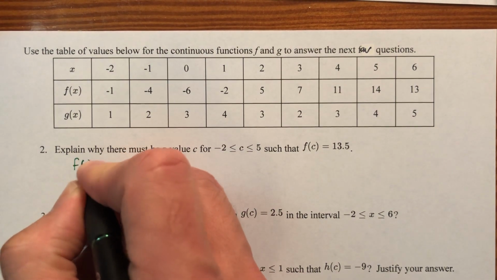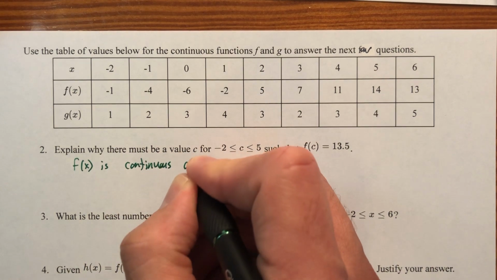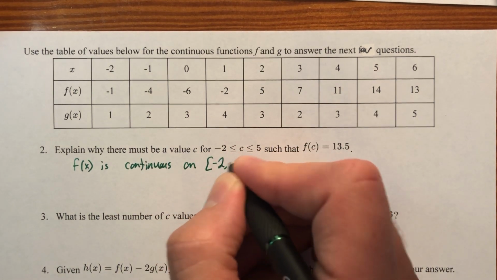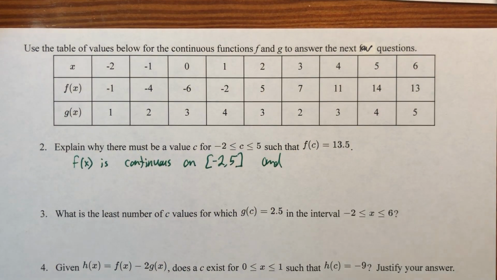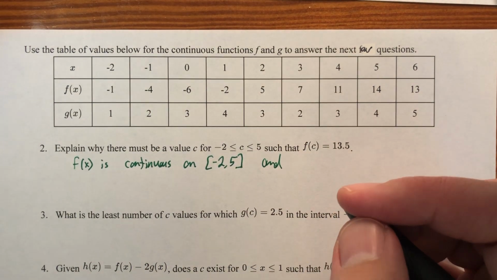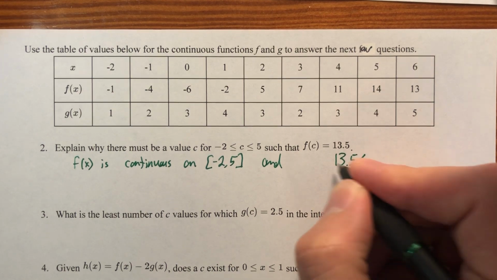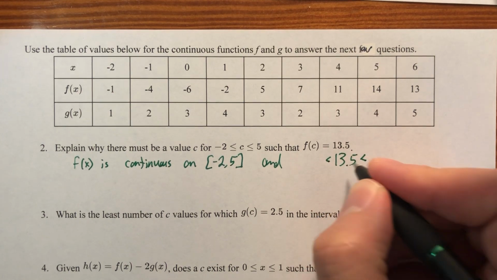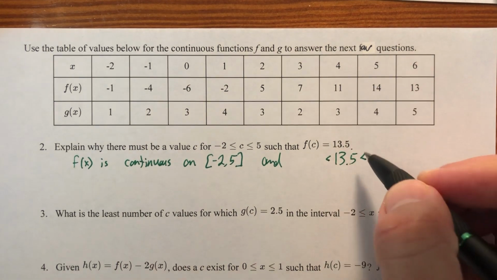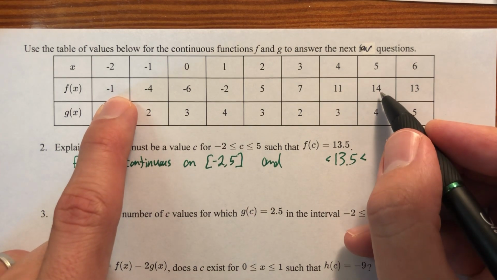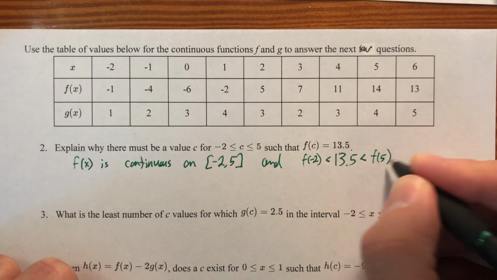First of all, the function is continuous on the interval from -2 to 5. And, okay, condition number 1 is met. Here's condition number 2. We have betweenness. 13.5 is between, it's less than, sandwiched in between. You could put less than or equal to, but it doesn't matter either way. 13.5 is between -1 and 14. You can call it f of -2 and f of 5.